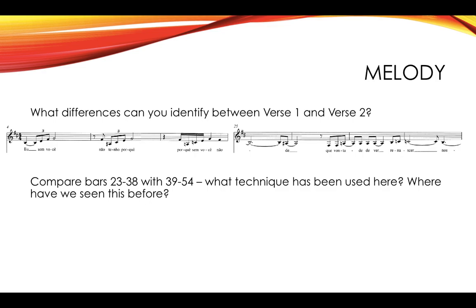So the answer to this magical question is that bars 39 to 54 is a repeat of bars 23 to 38, but with a changed ending. And we've seen this before at the end of verse 1.